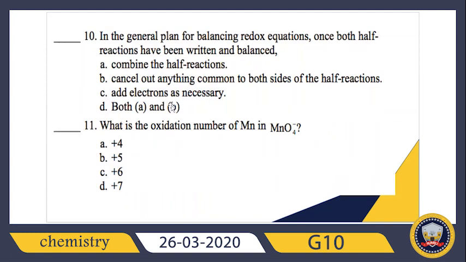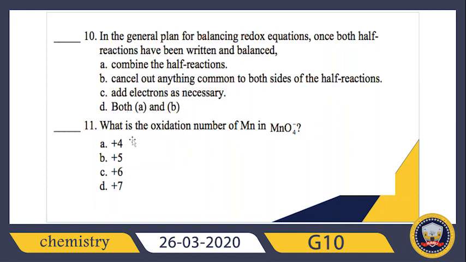Now, in the general plan for balancing redox equations, once both half reactions have been written and balanced, so after I write the half reaction for oxidation, balance it, and the half reaction for reduction and balance it, what should I do? I combine? Yes, it's correct, but don't forget, read the others, because you have here both A and B. Let's read B. Cancel out anything common to both sides of the half reactions? Yes, that's correct. So the answer is D, both A and B.